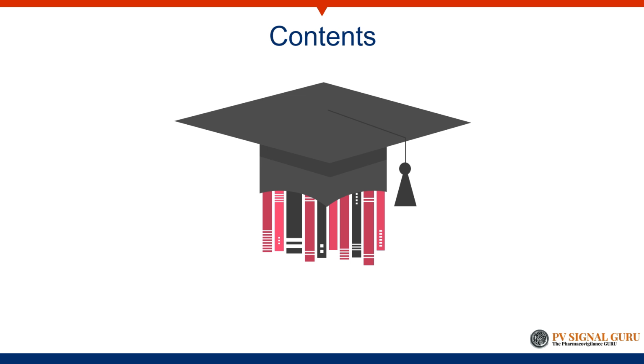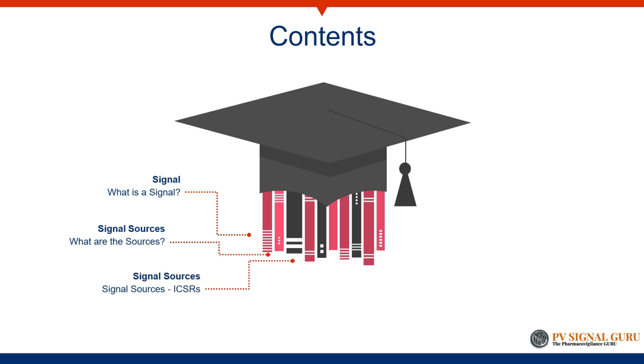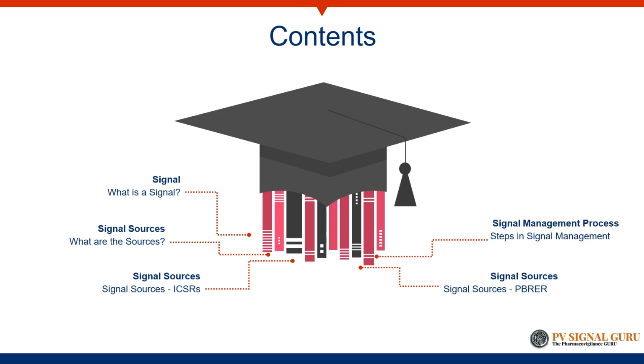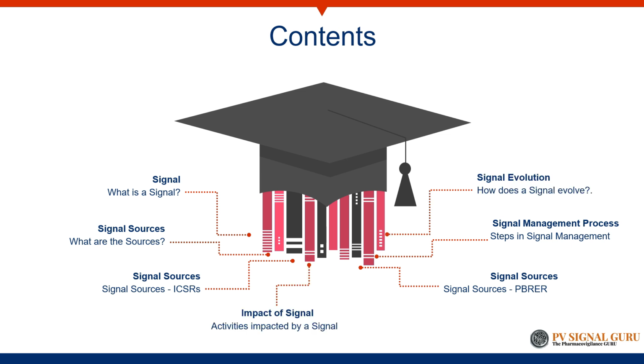In this session, we'll cover the following key topics. What is a signal? What are the sources of a signal? Signal sources that align with ICSRs, that is individual case safety reports. Sections of a PBRER aligning with signal sources. Signal management, an overview of the process. The evolution of a signal. Activities impacted by newly identified signal. And the importance of signal process.